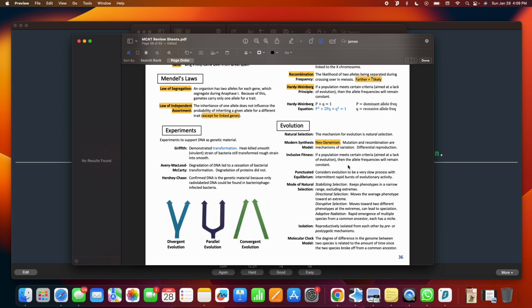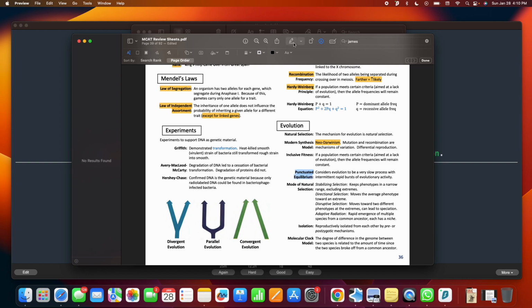If a population meets certain criteria aimed at a lack of evolution, then the allele frequencies will remain constant. Then we have punctuated equilibrium, which considers evolution to be a very slow process with intermittent rapid bursts of evolutionary activity.